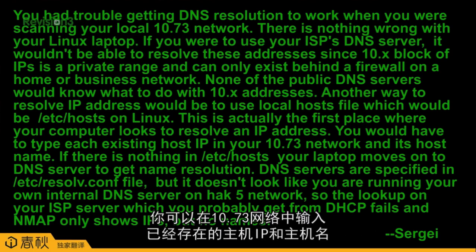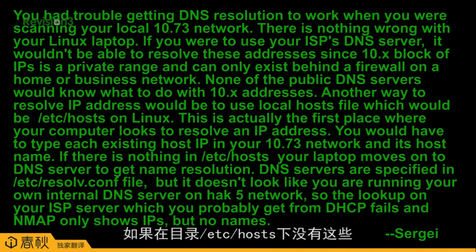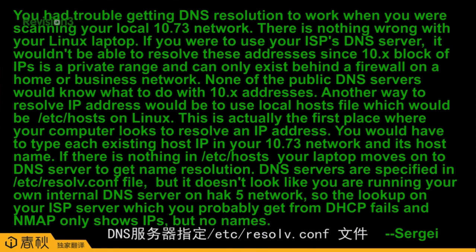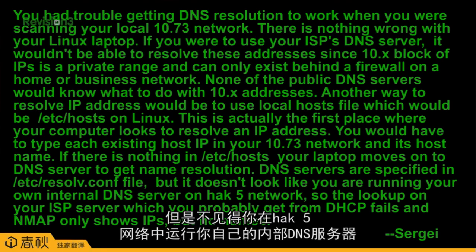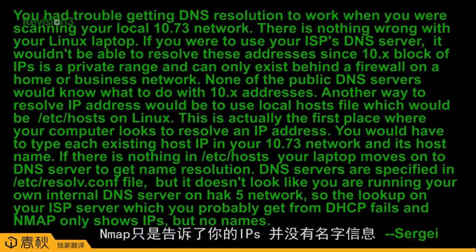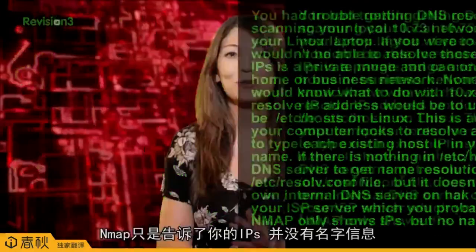You would have to type each existing host IP in your 10.73 network and its host name. If there is nothing in /etc/hosts, your laptop moves on to DNS servers to get name resolution. DNS servers are specified in the /etc/resolv.conf file, but it doesn't look like you are running your own internal DNS server on the Hack5 network, so the lookup on your ISP server, which you probably get from DHCP, fails and Nmap only shows IPs but no names. Thank you so much, Sergi.